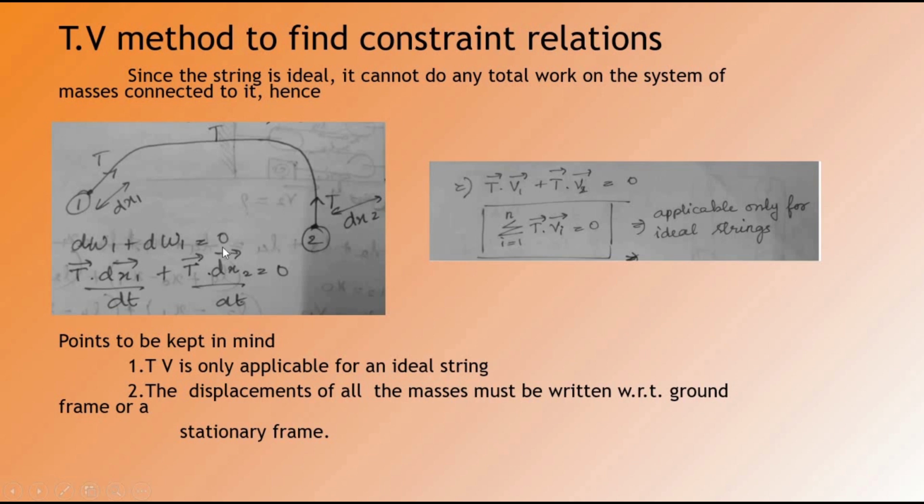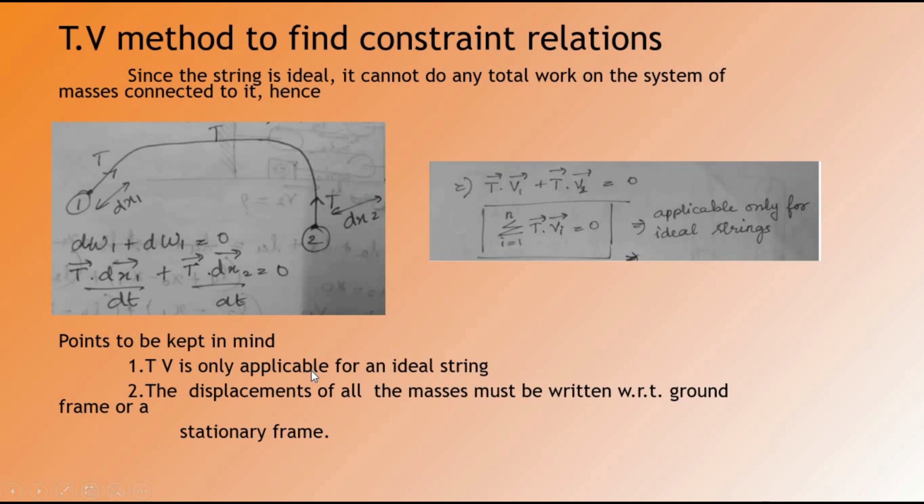So dW1 plus dW2 is equal to 0, which gives T dot dx1 plus T dot dx2 is equal to 0. That is force into the small change in distance. Now dW is this T dot dx, and we are dividing it by dt to get the velocity term, since the RHS is 0, and we end up with the equation T dot v1 plus T dot v2 is equal to 0. So for n number of objects attached to the same thread, you can write the sum from i equal to 1 to n of T dot vi is equal to 0. This is applicable only for ideal strings.